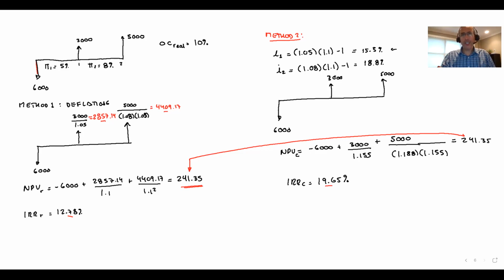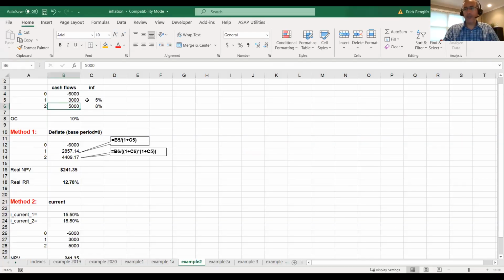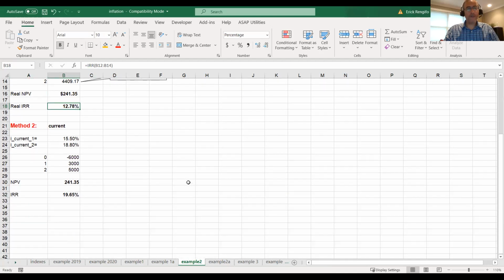All right, so let's do Excel. Let me show you Excel, how this works. Once you understand, this part is very easy here. So we have my cash flows. This is my real cash flow. When I deflate, I use 3,000 divided by 1.05, 5,000 divided by 1.05 times 1.08. Then you can see 241, 12.78.